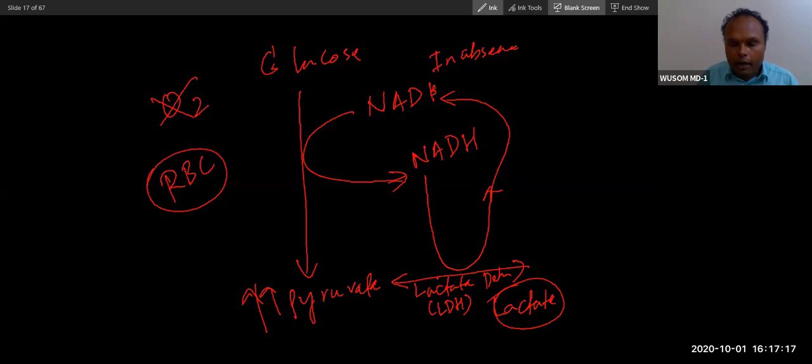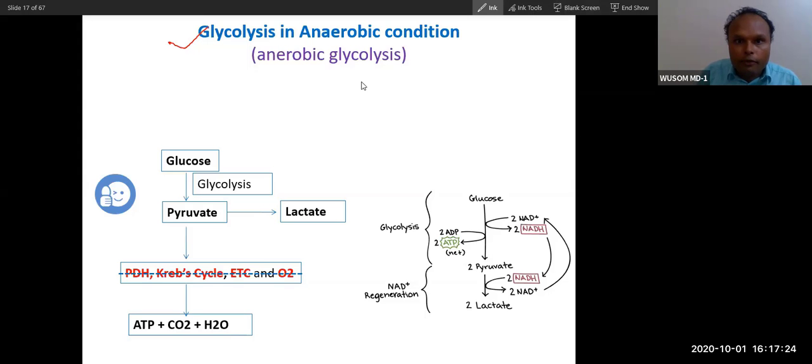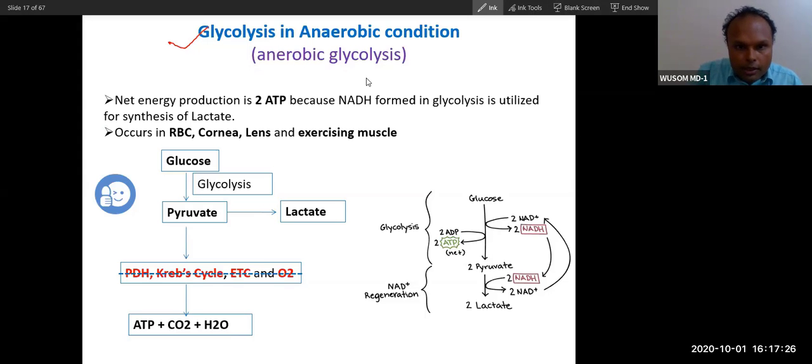This is happening always in our RBCs. This is the normal phenomenon you can see in RBCs, and in cells like enucleated cells. RBC, other enucleated cells, cornea, lens, and exercising muscle.